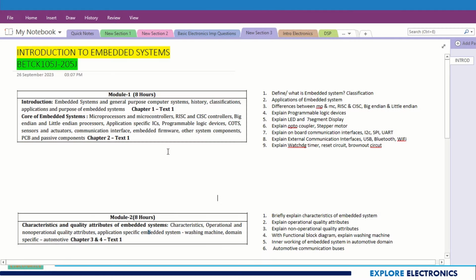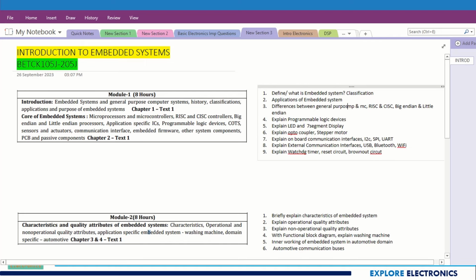So module 1, if you look at, it is Introduction to Embedded System and Core of Embedded Systems. So here you can see Embedded System and General Purpose Computer Systems. So you can expect the difference between the general purpose system. This question is also asked in the Introduction to Electronics subject. So this question can be expected. General purpose and embedded system difference. So this question will be asked.